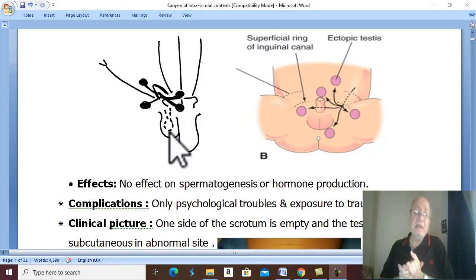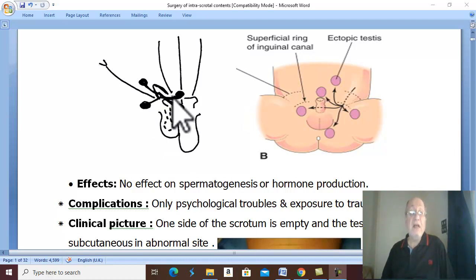Fix means pexy. Fixation of testis is called orchidopexy or orchiopexy. Orchio or orchido is testis. Therefore, the operation of fixation of the testis in the bottom of the scrotum is called orchidopexy, where orchido means testis, and pexy means fixation. Therefore, this simple operation is orchidopexy.